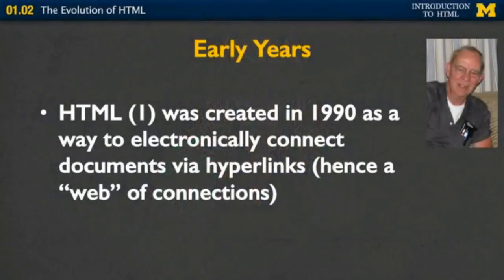So what happened to HTML1? Why are we using something called HTML5? Well, let's talk about the early years. HTML was created in 1990 as a way to electronically connect different documents via hyperlinks. Hence this idea of a web of connections.